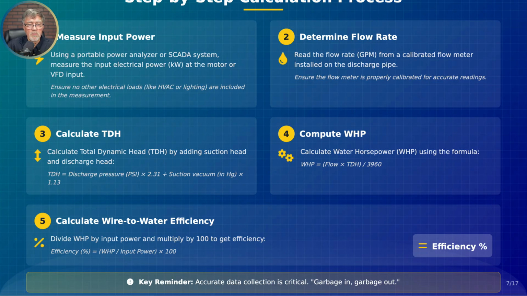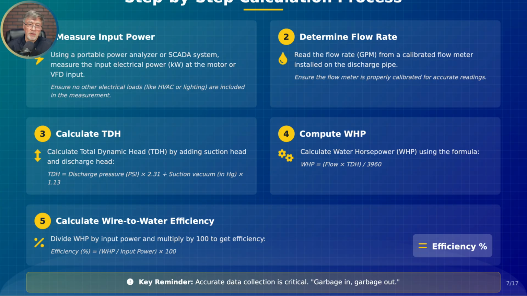So number one, we want to measure the input power. You can use a portable power analyzer or your SCADA system to measure the input electrical power, kilowatts, at the motor or the VFD input. Ensure that no other electrical loads like HVAC or lighting are included in the measurement. So you want to be able to separate those out. It's good to meter those separately, or at least have a separate connection where you can measure that.